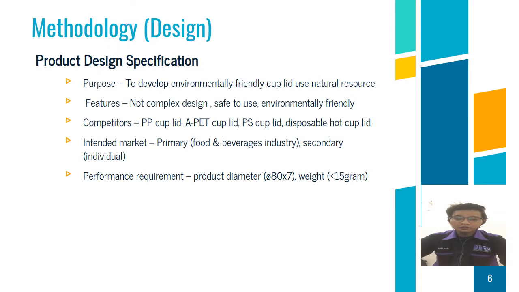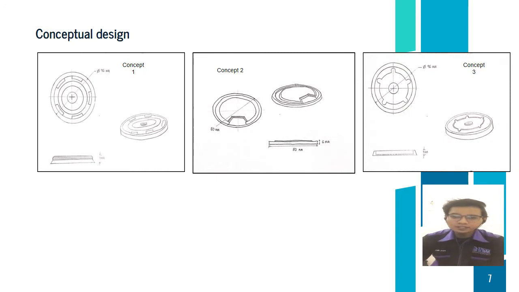Okay, for methodology, we have used several methods to produce our product. It starts with design. For design, we start with the product design specification. In this PDS, there are several criteria that we need to highlight in order to produce a cup lid. For concept design, we come up with three concept designs for the cup lid.